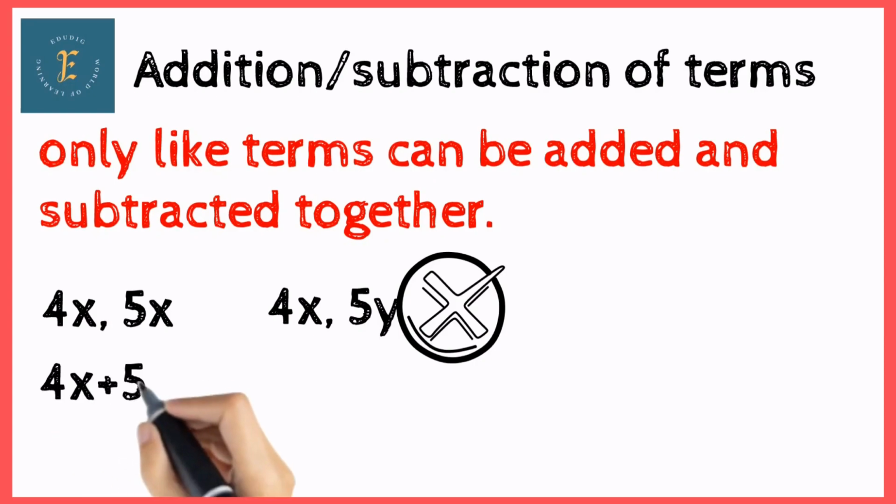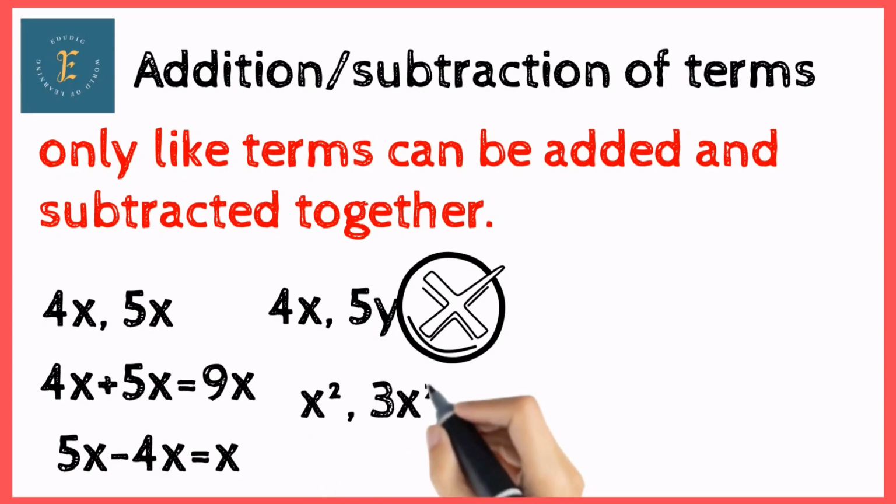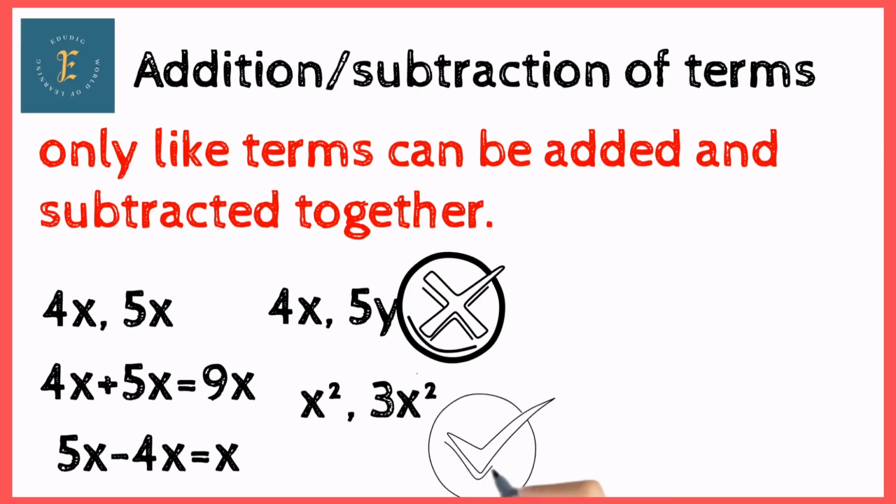We cannot add or subtract them. So if you add 4x and 5x, you will get the answer 9x. And you can subtract also. 5x minus 4x is equal to x. So to add and subtract, you have to check the coefficient of the term. Here in this example, x square and 3x square are also like terms because the variable is x and the degree is 2.